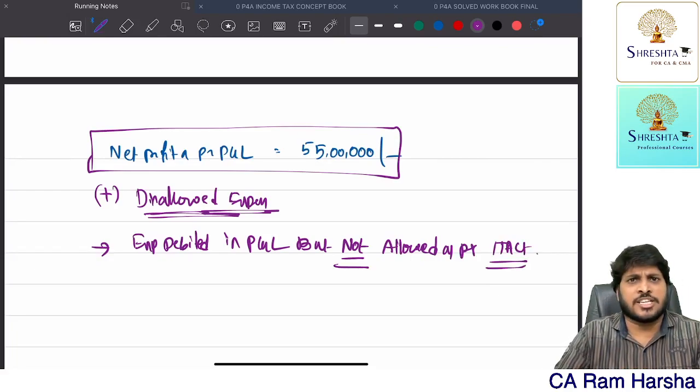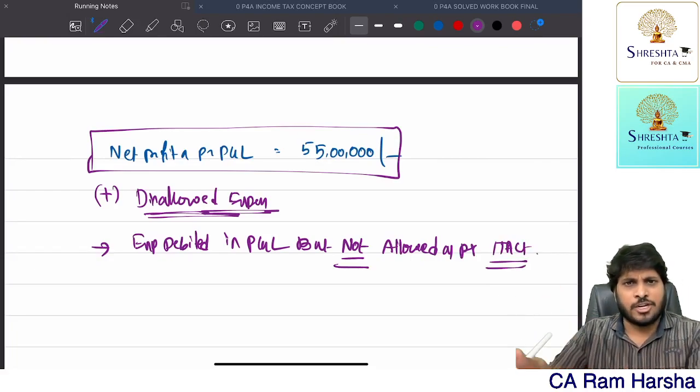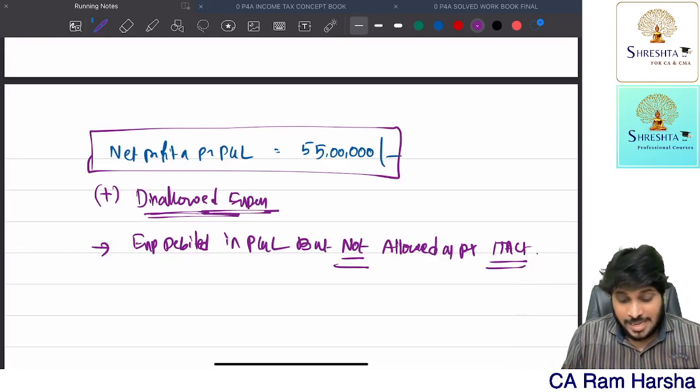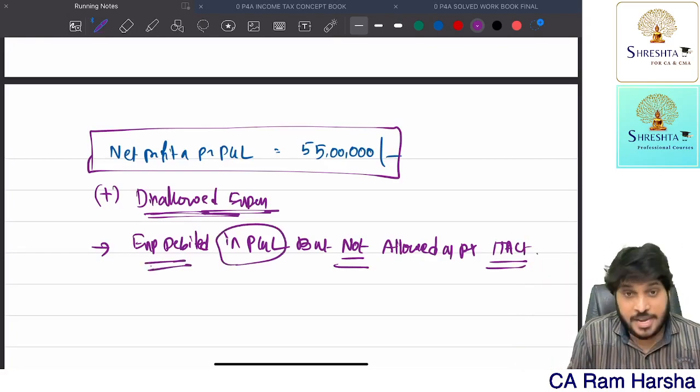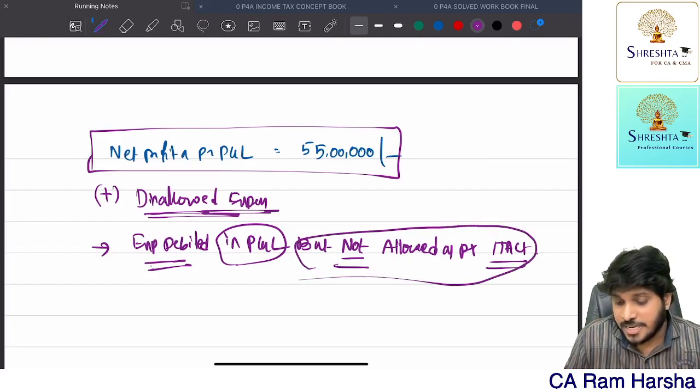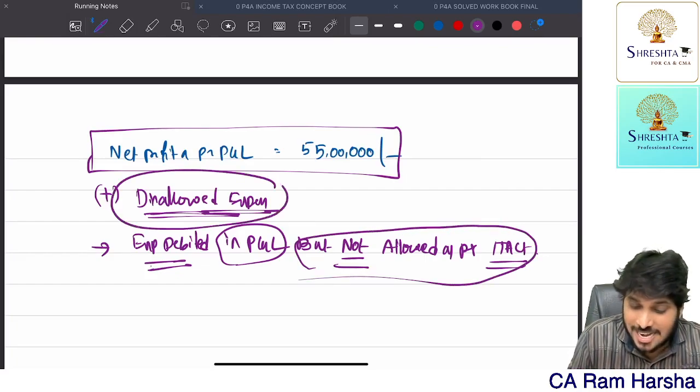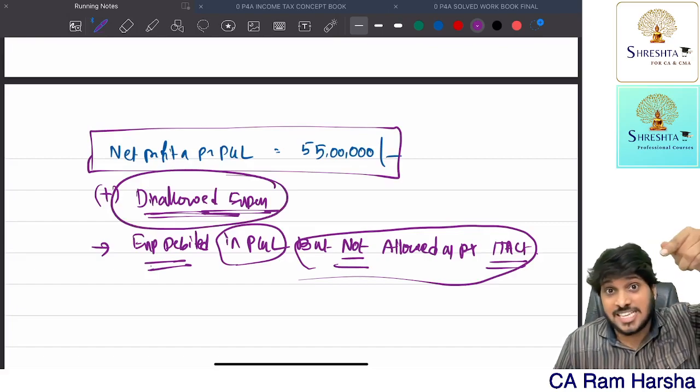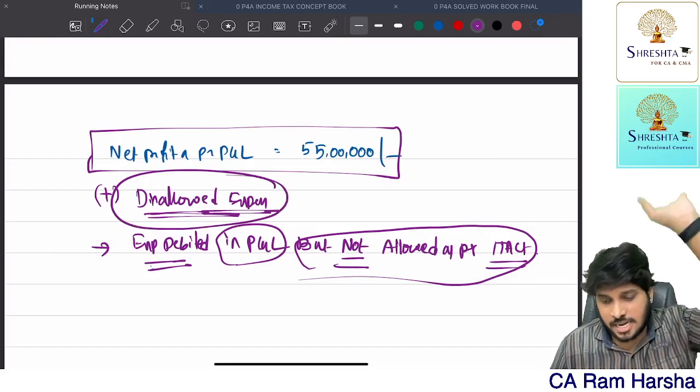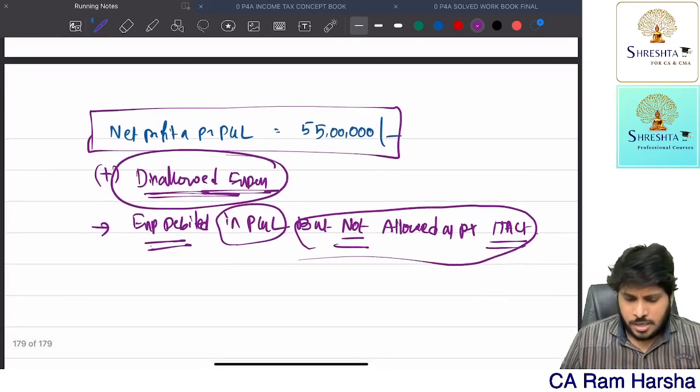Some section 30, 31, 32, 33, 34, 40A, 43B, 40, whatever. It is expenditure debited in P&L, but it is not allowed as per income tax law. That is called disallowance. Now you see, now disallowed.